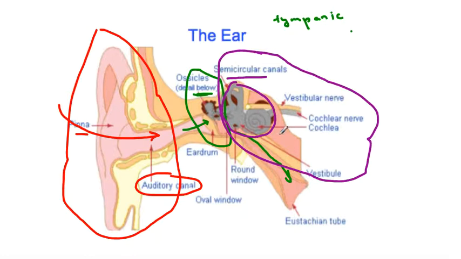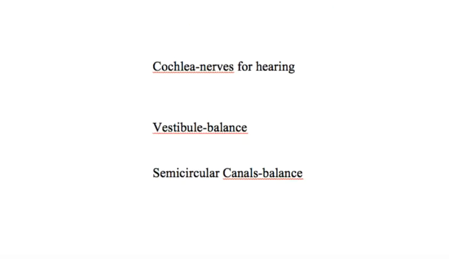You got the shell of the snail, which is the cochlea. And then you have the body of the snail, which is the vestibule here. And I think I've kind of written them down here too. And these three guys actually do three different functions of the ear. So most people think the ear just does hearing. Yeah, it certainly does. That's the cochlea.